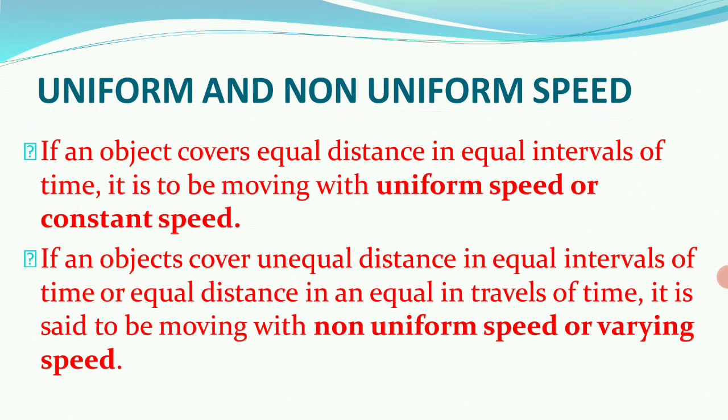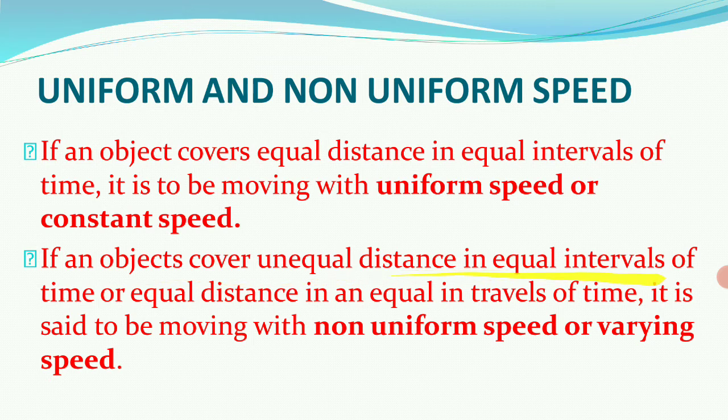Next, what are uniform and non-uniform speeds? Suppose an object covers equal distance in equal intervals of time, then we say that the body is moving in a uniform speed. For example, if an object covers 10 kilometers in 10 minutes, 10 kilometers in the next 10 minutes, 10 kilometers in the next 10 minutes, then we say that the object is moving in a uniform speed. But if an object is covering unequal distance in equal intervals of time, unequal distance means first in 10 minutes it has covered 10 kilometers, in the next 10 minutes it has covered only 5 kilometers, in the next 10 minutes it has covered only 3 kilometers, then we say that kind of speed is non-uniform speed.